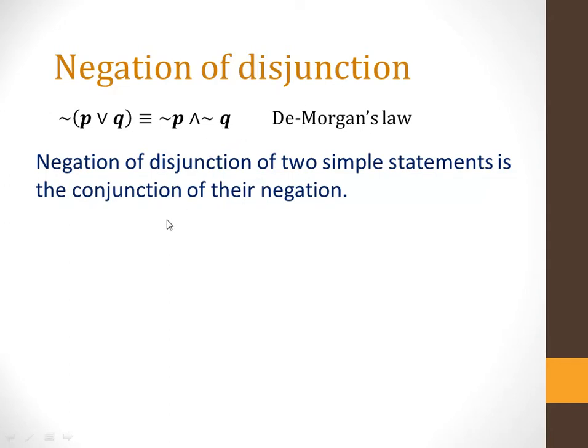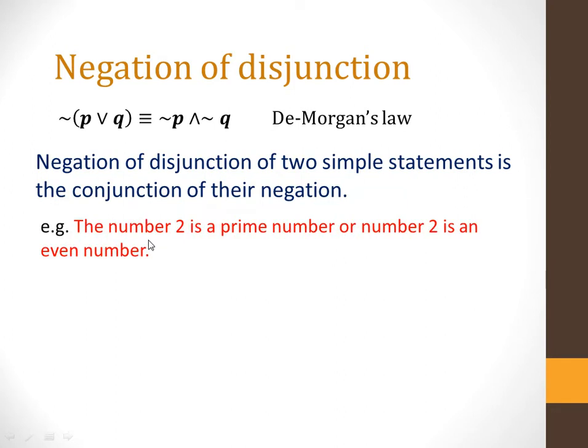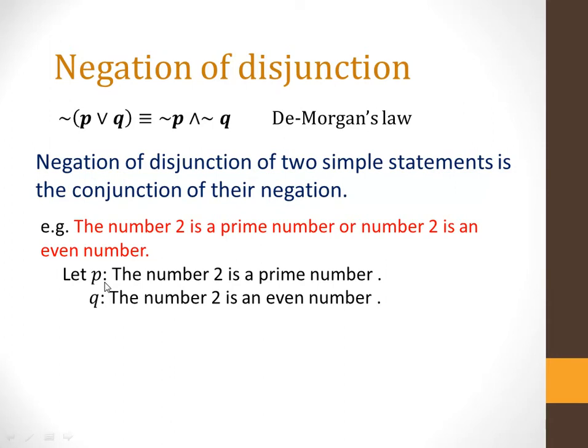Just by one example we will see this. Suppose you are given the statement that the number 2 is a prime number or the number 2 is an even number. It is joined by or, so you know that this is the disjunction, and we have to write the negation of this. First we consider P as the number 2 is a prime number, and Q as the number 2 is an even number. Then the symbolic form is P or Q.